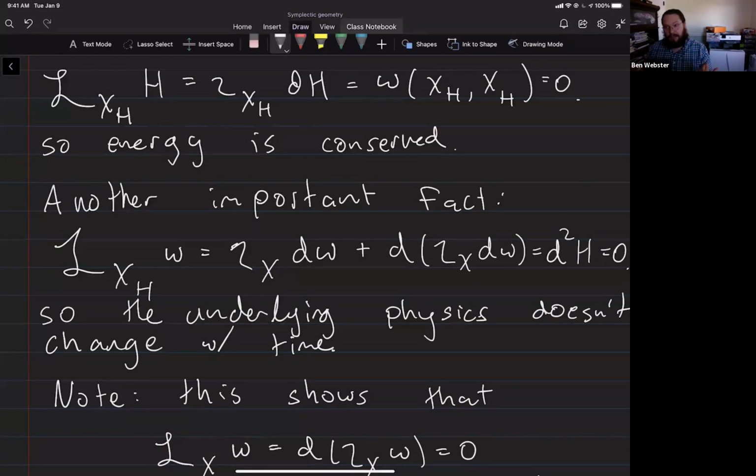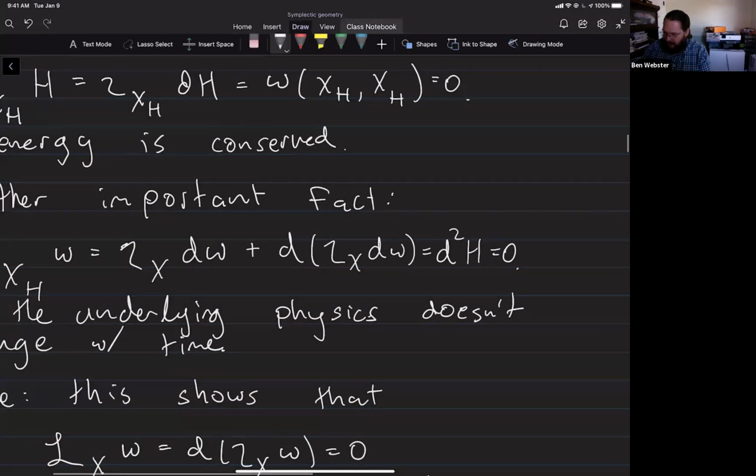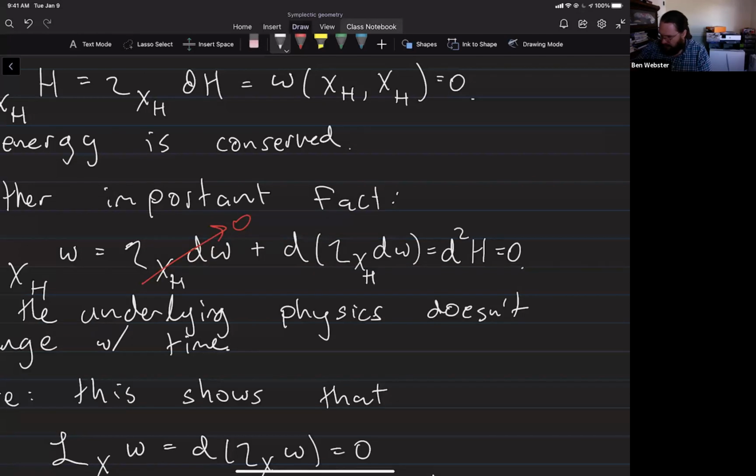So if I want to see how the symplectic form is changing, I take its derivative with respect to the vector field. I take the Lie derivative of omega with respect to X_h, and I use Cartan's magic formula. That's X_h contracted with d omega, 0 because the symplectic form is closed. And the other term in Cartan's magic formula is d of the contraction of X_h with omega, which by definition is dh. So I'm taking d squared of h, that's 0.